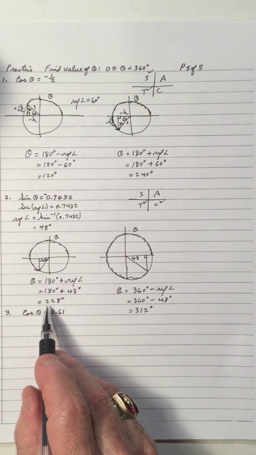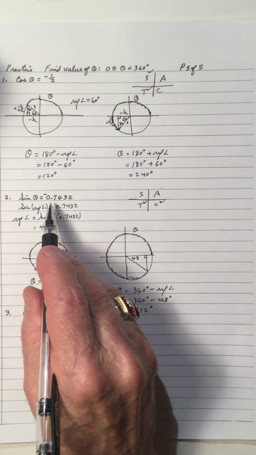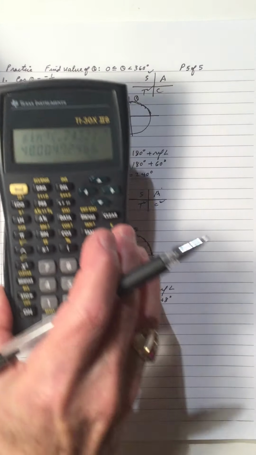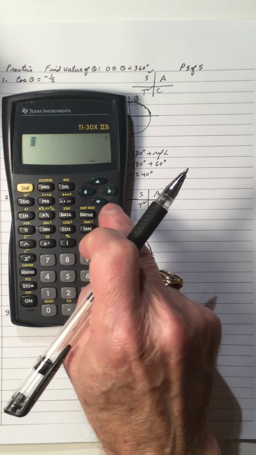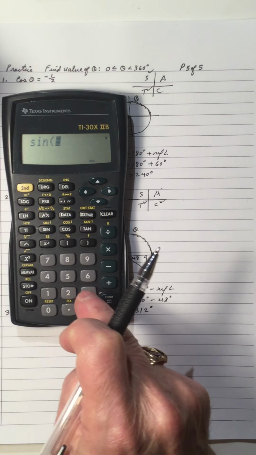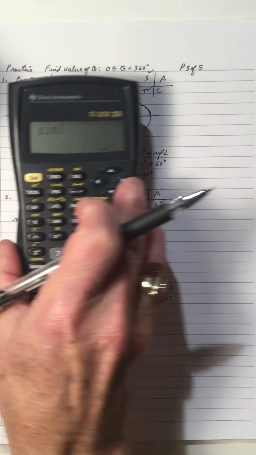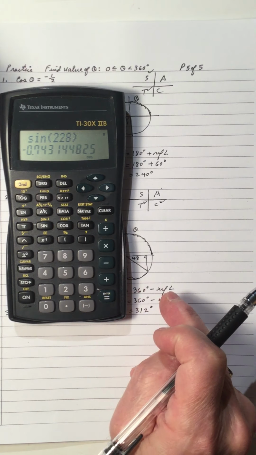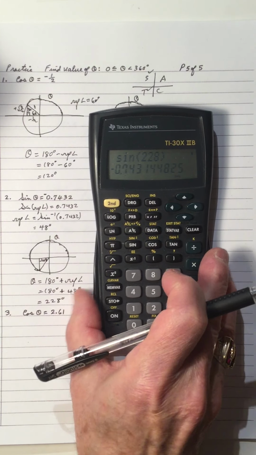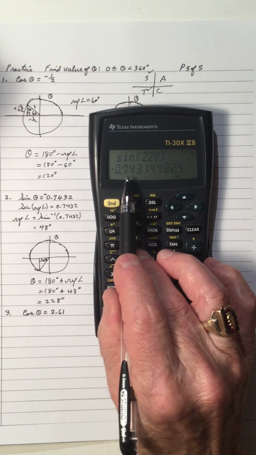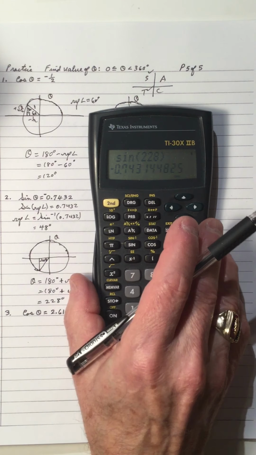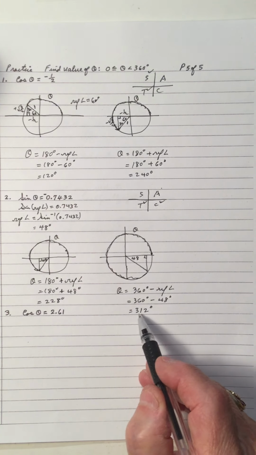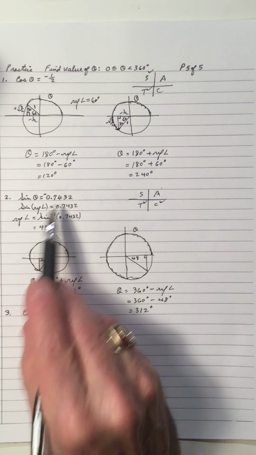The sine of 228 should be negative 0.7432. Now let's just check. The sine of, did I say 228? Yep, 228. And I got negative 0.7431, approximately, not exactly, but it's pretty close. And if you do the sine of 312, you should get the same decimal close to it.